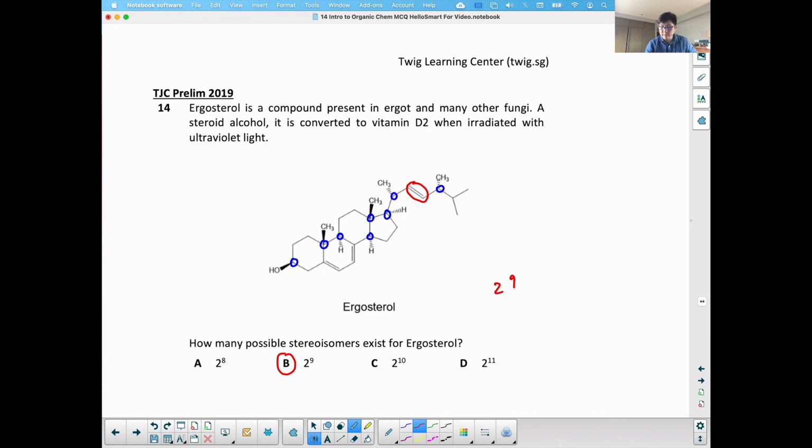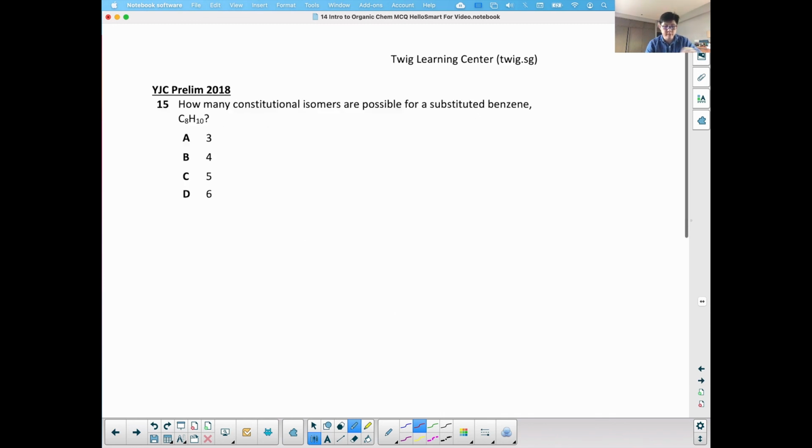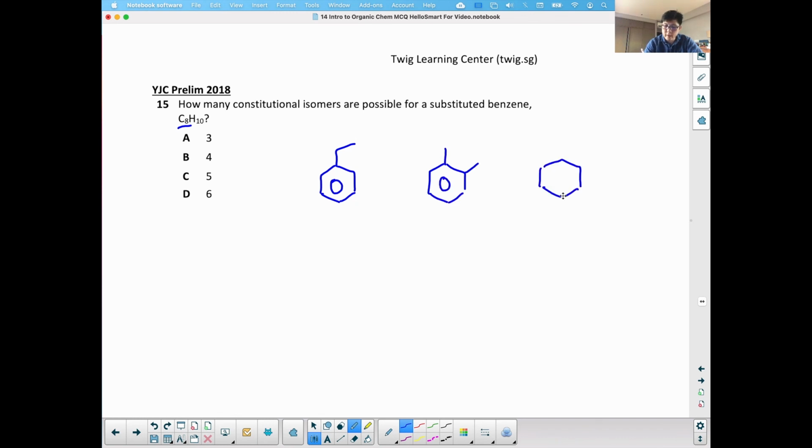Okay, let's look at the next question. Question 15. How many constitutional isomers are possible for this substituted benzene? This is a benzene with 2 more carbons. Because benzene is 6 carbons, that's this C8. So it's probably going to look something like this, 1. You could also draw it like this, 2. You could also draw it like this, and you also could draw it like this. Anything else will just be a repeat. So the answer must be B.